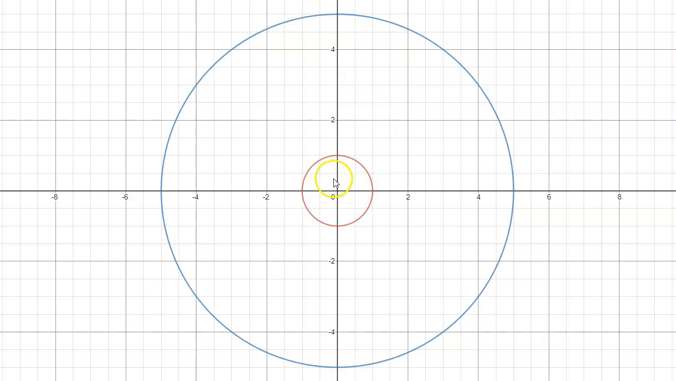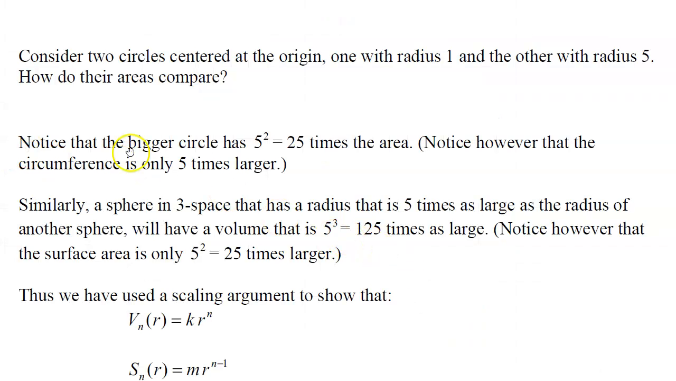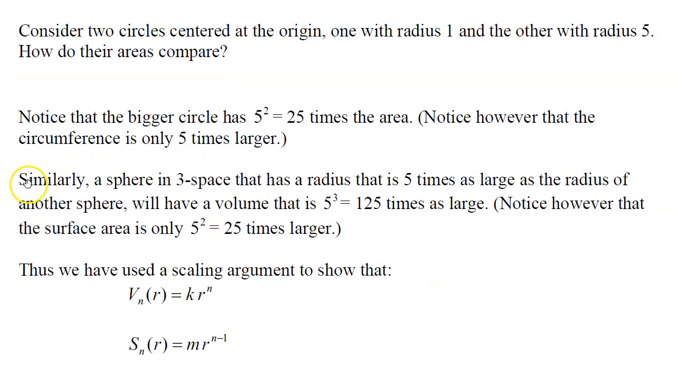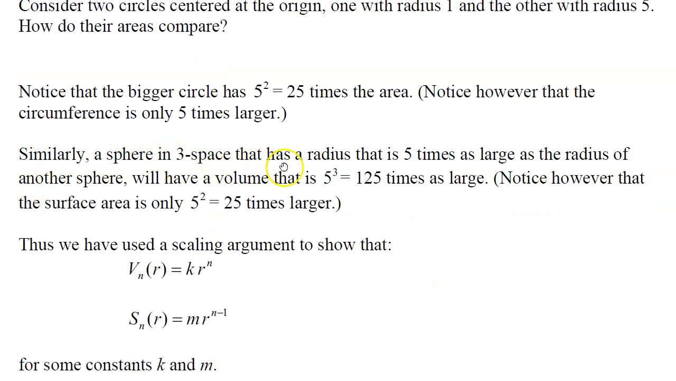And actually in 3-dimensional space, if we talked about spheres, let's come back to our PDF here. Notice that the bigger circle has 5 squared equals 25 times the area. By the way, the circumference is only 5 times as large. If we go back to this picture right here, the circumference here is not 25 times the circumference of this, it's only 5 times as much. So it goes up in a linear fashion for the circumference, whereas the area goes up in a quadratic fashion.